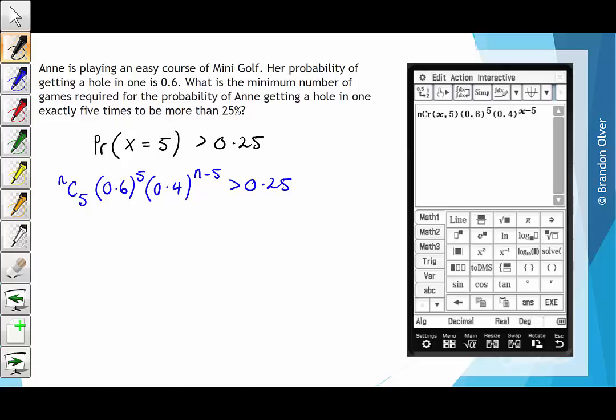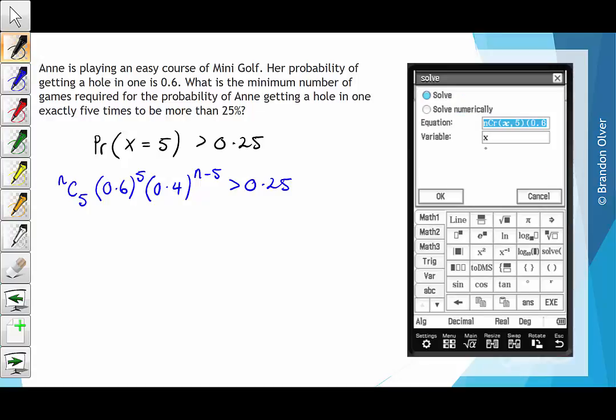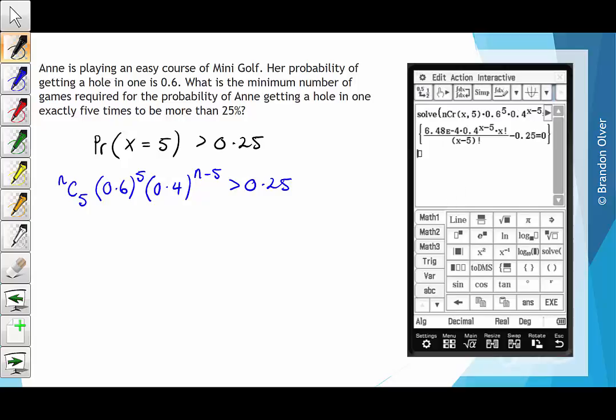And so it's important to make sure that that power isn't x and then minus 5 out to the side, so make sure that's actually raised to the power of x minus 5. And then what we can do is we can let that equal 0.25, and we can try and solve that. So if we highlight that and go interactive, equation/inequality, solve, even if we try to solve it numerically, it's just not going to work.